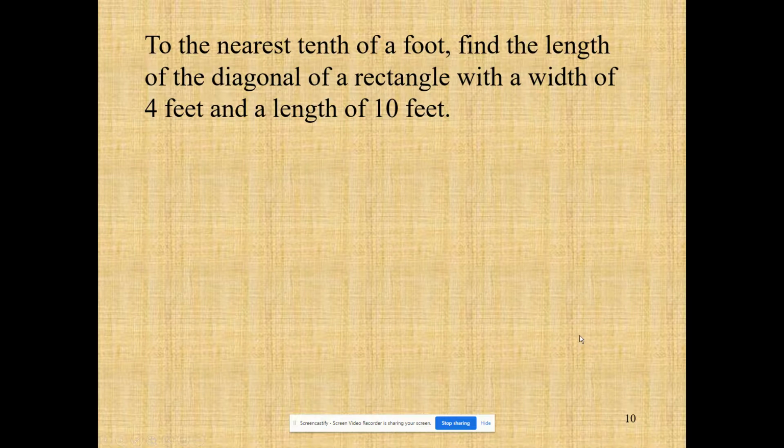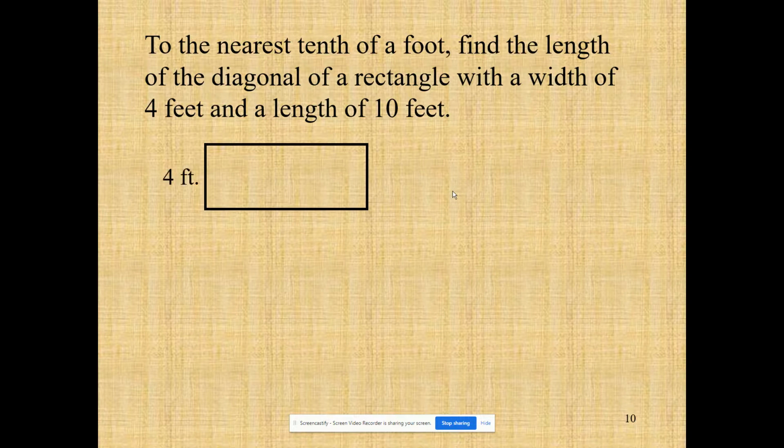Okay, so we're going to work on this problem right here. To the nearest tenth of a foot, I want you to find the length of a diagonal of a rectangle with a width of 4 feet and a length of 10 feet. This is very similar to the question we had on that assessment where we had the ladder that was 12 feet and it was 4 feet on the wall, I believe, or against the house or whatever. I don't remember exactly. So I've got 4 feet and I've got 10 feet, and I want to find the length of the diagonal right there. That's my diagonal. It goes from one side to the next.